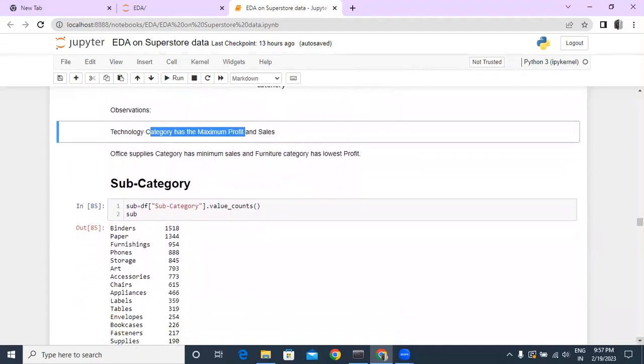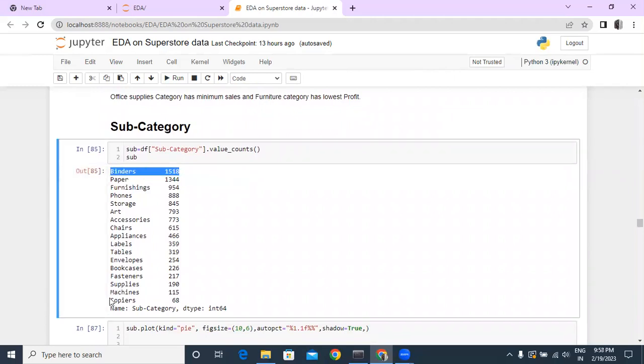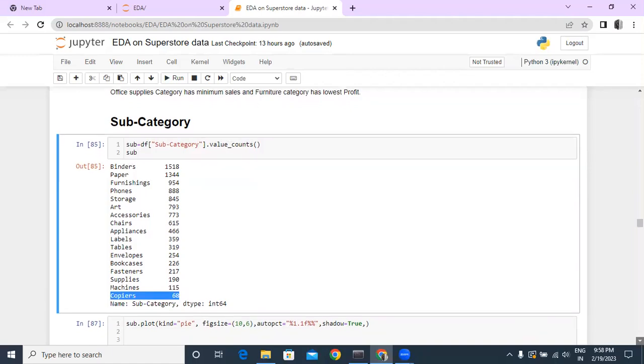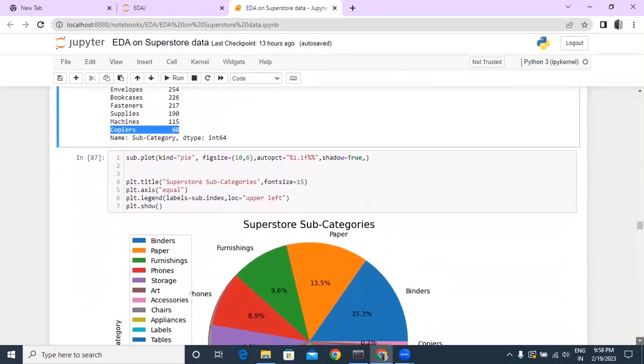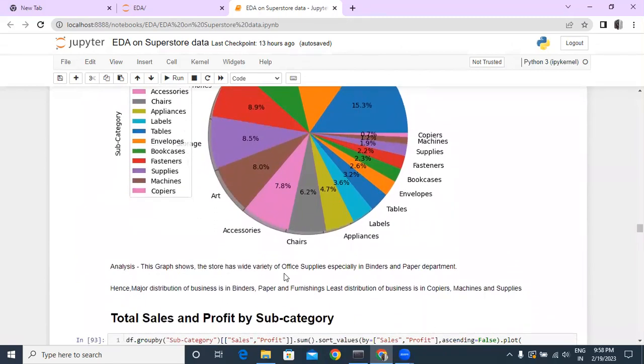Now similarly we can go for subcategory. We will first do the value count, and we can see binders is the highest and copiers is the least. So the same we will see from a pie chart. So this is our pie chart for the subcategories, and it could be clearly observed that the store has a wide variety of office supplies, especially in binders, and then followed by the paper department. And the least is in copiers, and then machines and supplies.